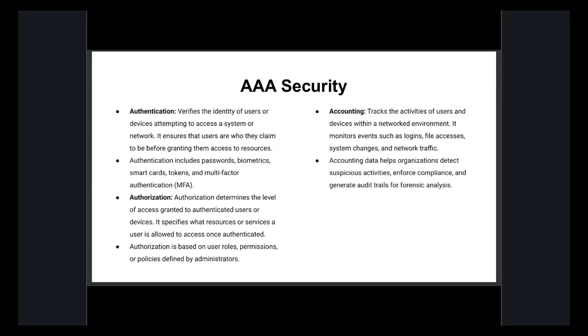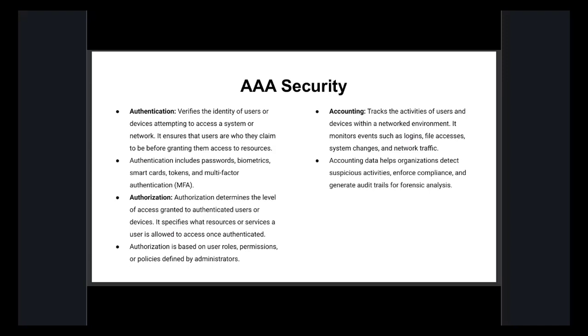The next security framework we're going to discuss is AAA security. This stands for authentication, authorization, and accounting. Authentication is where we are verifying the identity of our users or network devices. We're making sure that our users and our devices are who they claim to be.